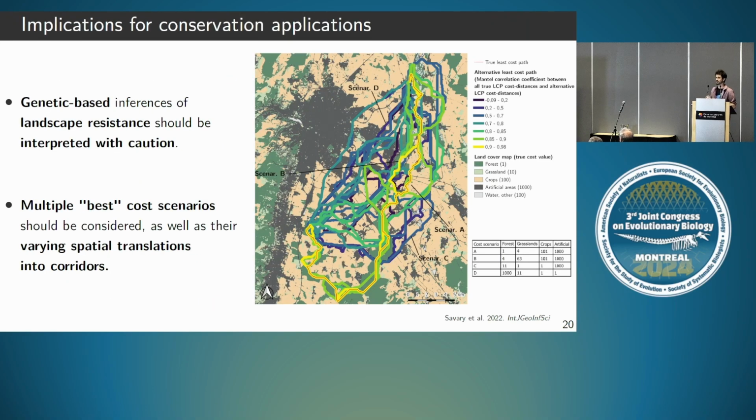So I just want to finish with the fact that what this study shows is in accordance with what we have shown in the past, meaning that this kind of inference should be interpreted with a lot of caution. And in many cases, it's better to look at multiple best scenarios instead of looking at the one scenario providing the best goodness of fit. And on top of this, we always have to remember that these scenarios are often translated into corridors, and the values we infer have a lot of consequences for the location of the corridors. So we should be careful with that.